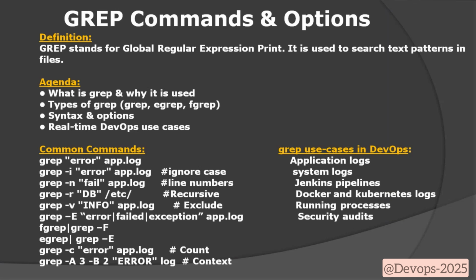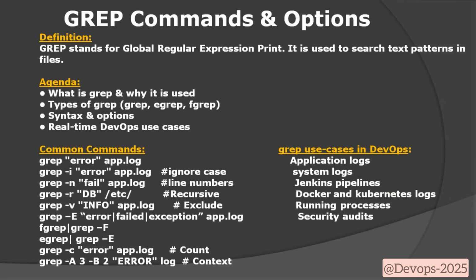Okay, so why is grep used? Because in real-time environments, logs are very large, processes are running continuously, and manual checking is not possible. So faster troubleshooting is required. Despite having monitoring tools, grep is still the first command executed during incidents.